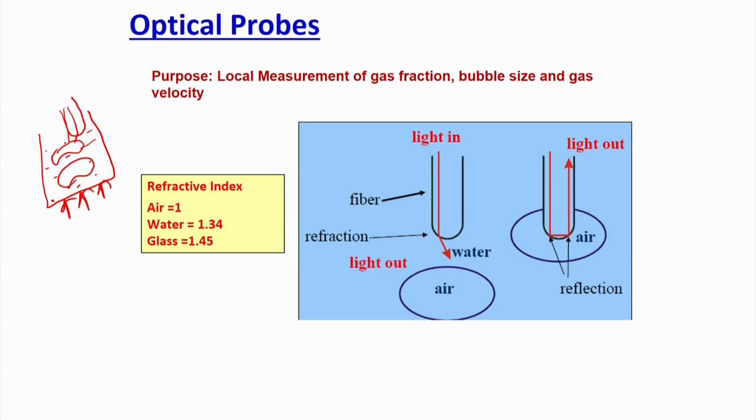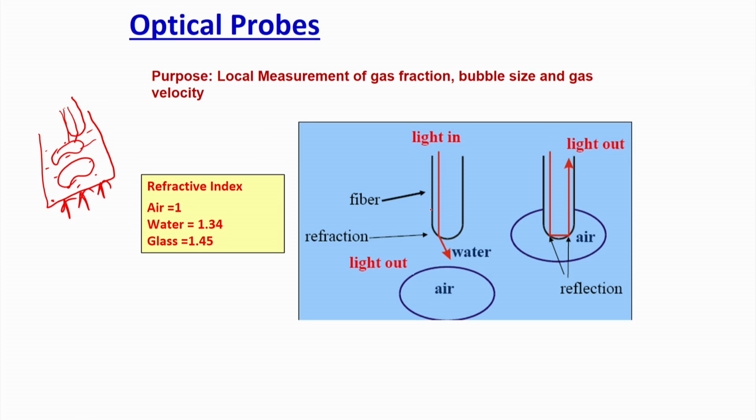Suppose you have a solid also, then the refraction of air, of water, and of solid, all three will be different. And if the refractive indices of these components are different, you will see a different signal which will be recorded by the optical probe, which is nothing but a photodetector. So, we emit the light and we see the refraction.